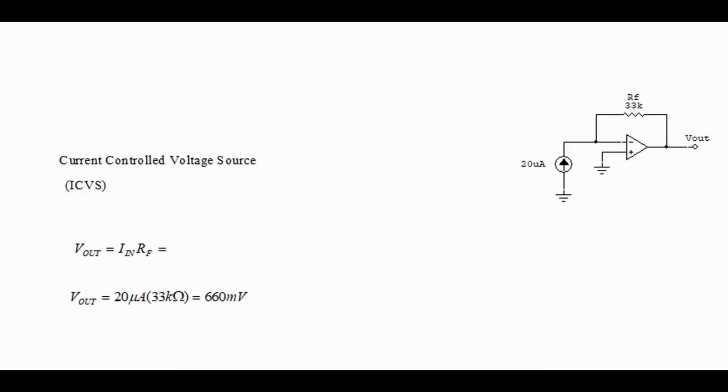Here is a current-controlled voltage source where a known input current has been converted into a voltage output. Usually, the input current is known and the output voltage is known, and what remains is to calculate the feedback resistor.